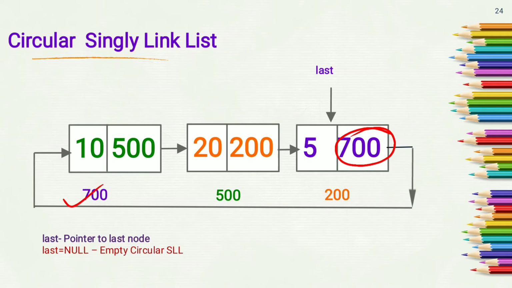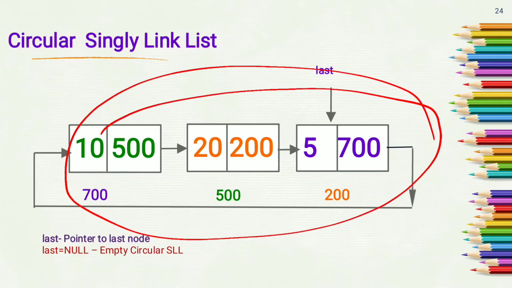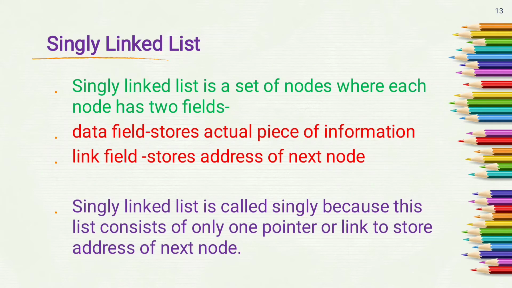This is first node whose address is 700. As you can see, the address of first node is 700, which is stored in link part of the last node. So in circular linked list, this link part of the last node stores the address of the first node, which makes this list circular. You can traverse circularly from first node to last node, then last node to first node. In this way you can traverse circular singly linked list circularly. Now in detail we will see what is singly linked list, doubly linked list and circular linked list.